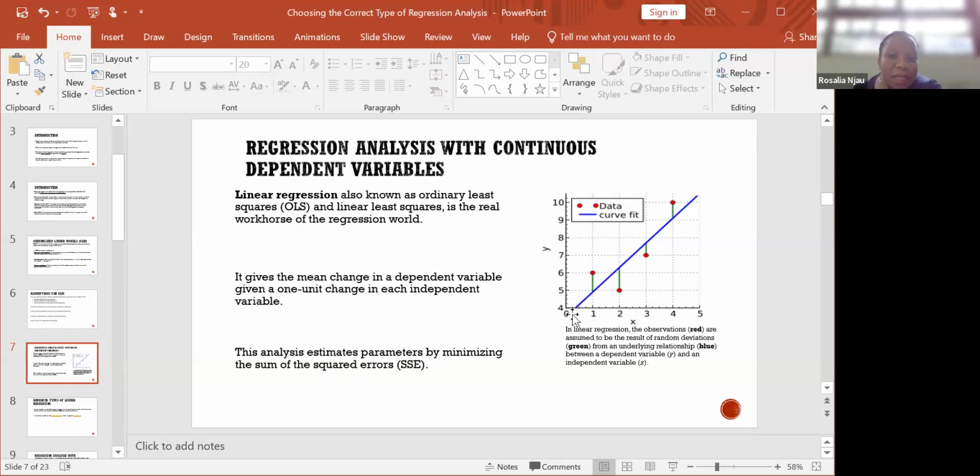You can see in the linear regression, the observations in red are assumed to be the results of random deviations. The green are the random deviations from the underlying relationship, which is the blue, between a dependent variable y and the independent variable x. So the line is really trying to minimize the errors and produce one fit line.